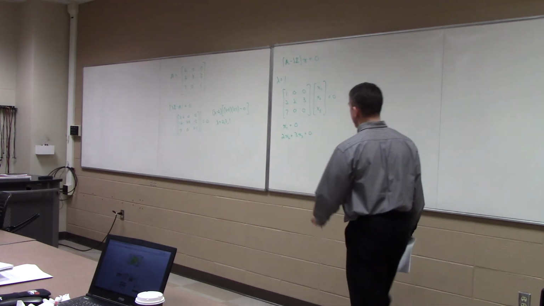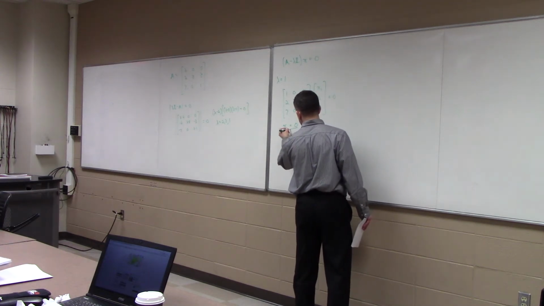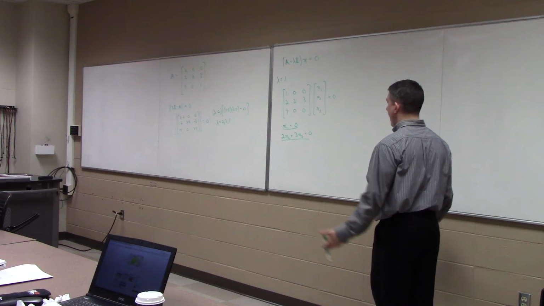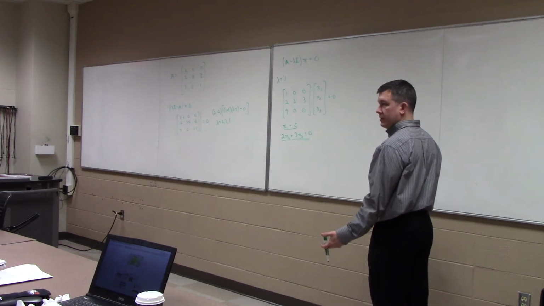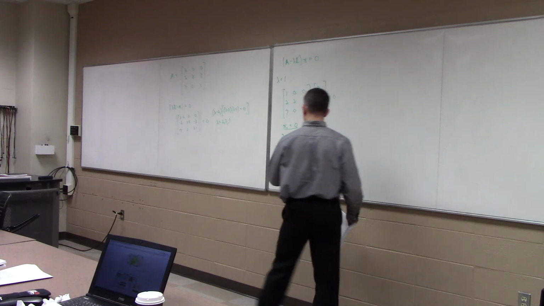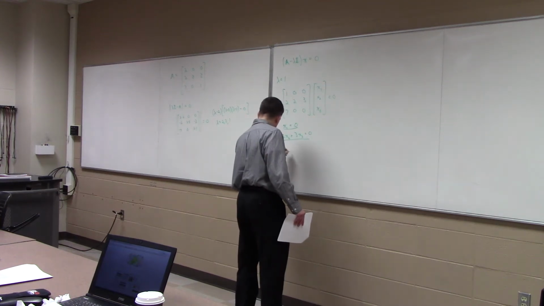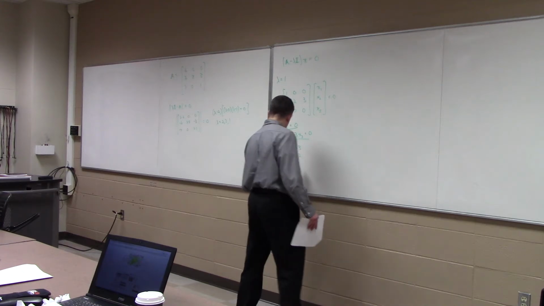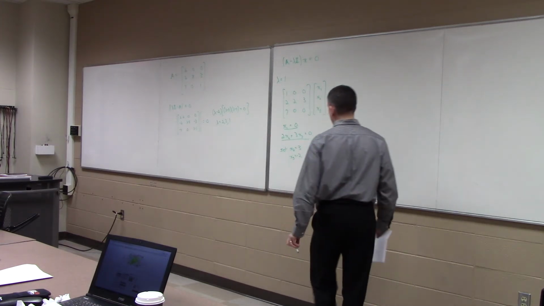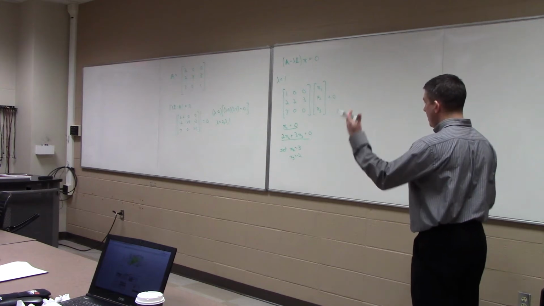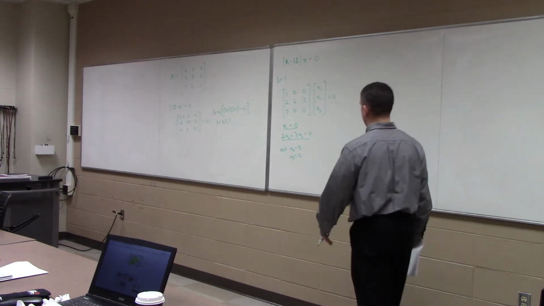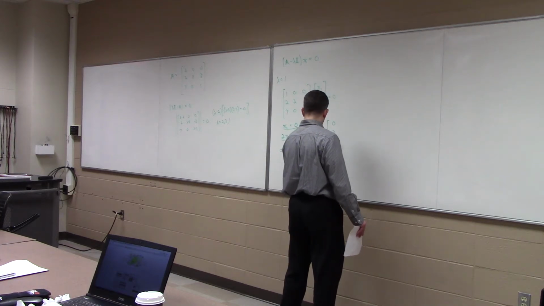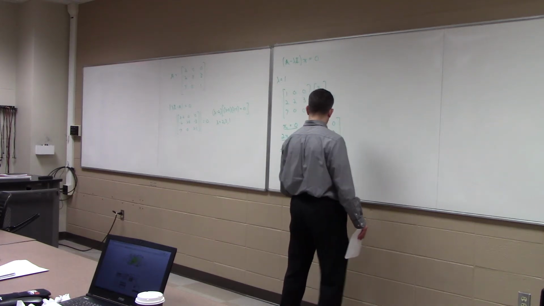Okay? So the only thing I've got going for me now is this and that. And all I need to do is find a value for x2 and solve for x3. Okay, so if I make x2 equal to 3, then I know that x3 has to be negative 2. So my first eigenvector is going to be 0, 3, negative 2.